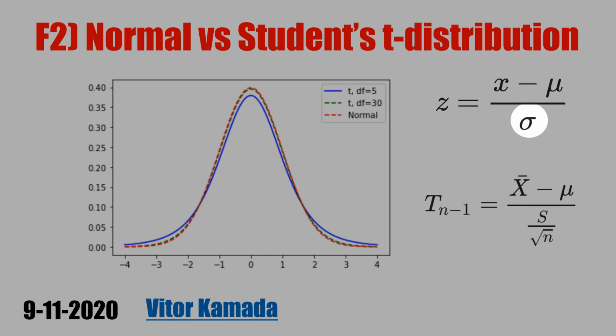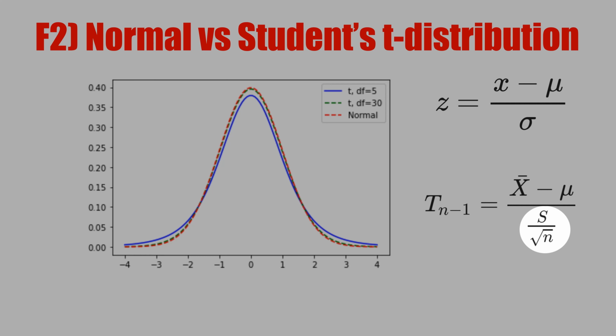The difference between z and the t is on the denominator. If I have the standard deviation of the population, we use the z, the normal standard distribution. If you replace the standard deviation of population by the standard error, this s divided by the square root of n, then you have to use the t.